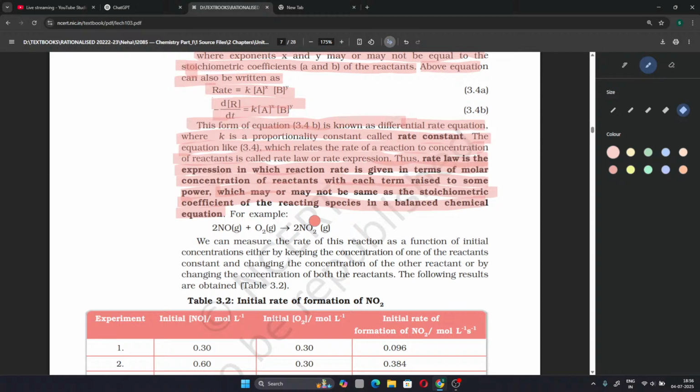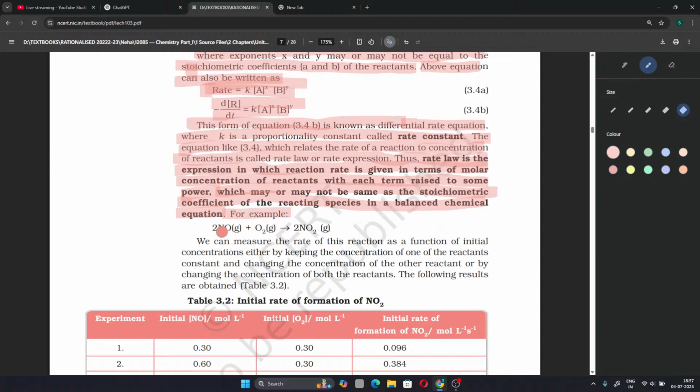Basically they are saying that rate law is where we relate a rate to the individual concentrations of the reactants, which are raised to some exponential powers, and these powers don't need to be equal to the stoichiometric coefficients. Basically there is no relation between them. They might be equal, they might not be equal, and this is how we find x and y in this equation: we do not work them out, they are found experimentally.